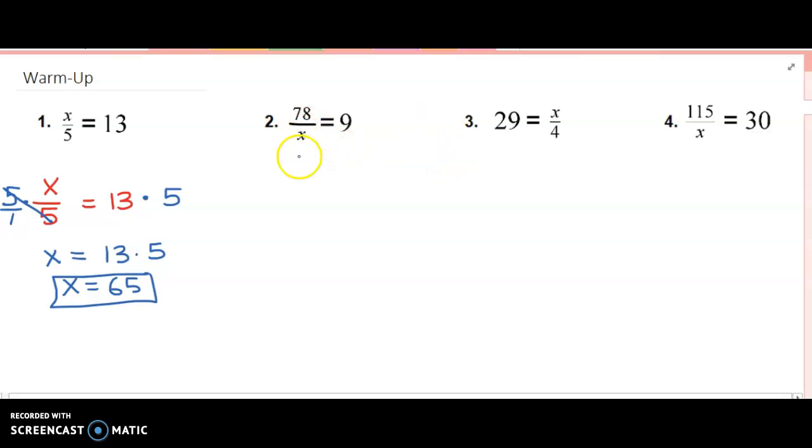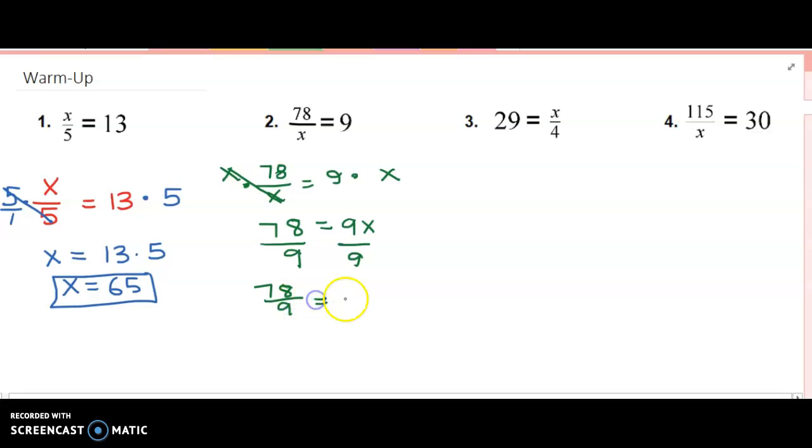Okay, so on number 2, same thing. 78 over x equals 9. So we want to multiply by the denominator. If we do it on one side, we have to do it on the other. So those go away. I'm left with 78 equals 9x. Divide both sides by 9. That gives us 78 over 9 equals x, which reduces to 26 over 3. Okay, now go ahead and do 3 and 4 on your own, and then we'll go over it.